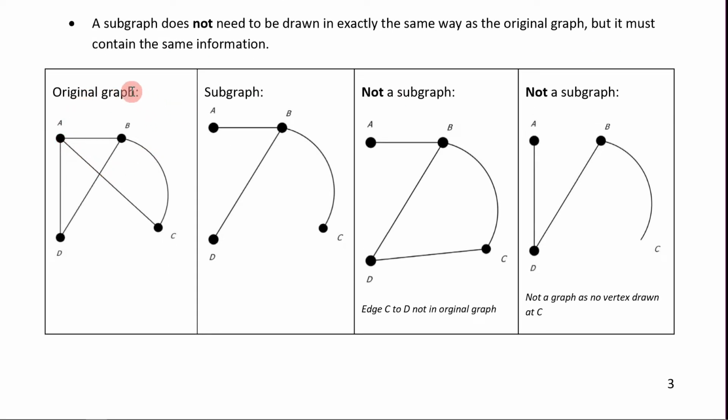So as you can see here, here's our original graph. We've got A, B, C, D, and we've got all these edges here. A subgraph has just excluded this edge here, and it's excluded that edge here. So it's only showing some of the information of our original graph.